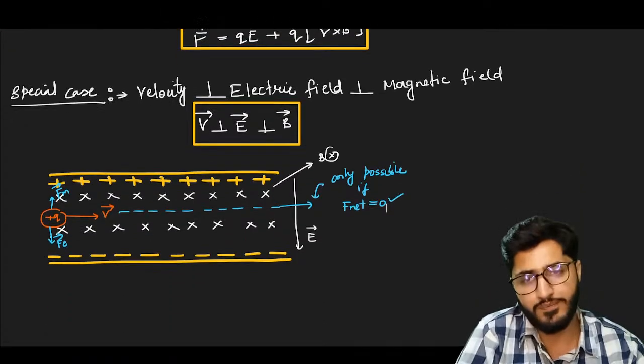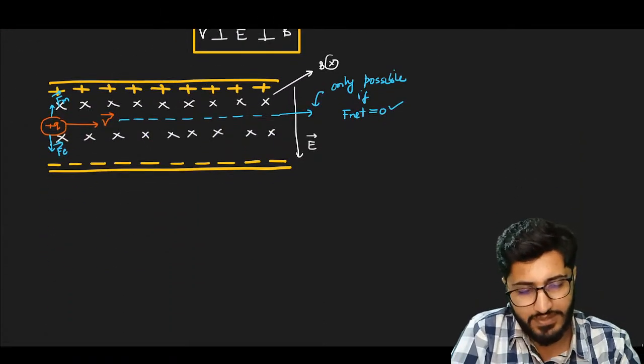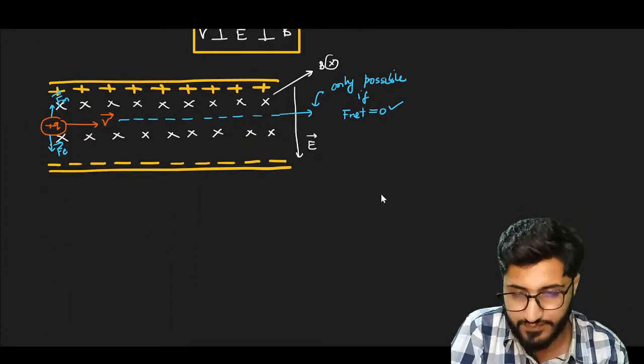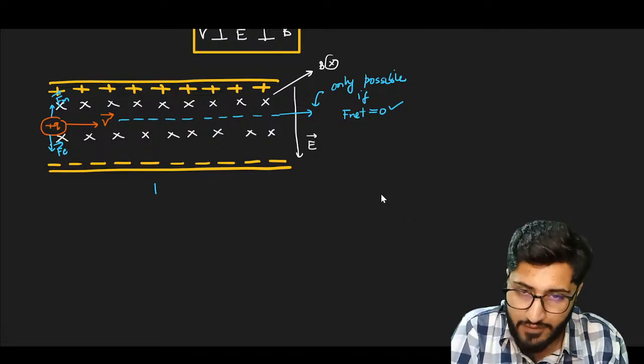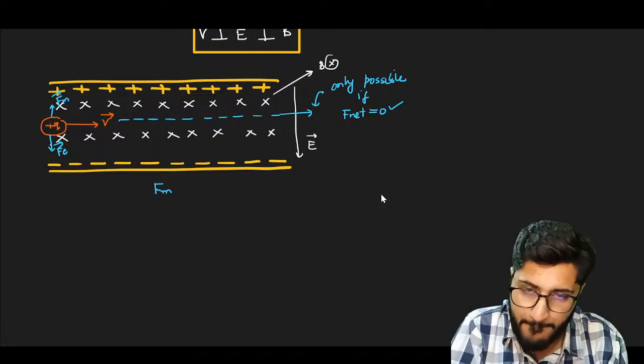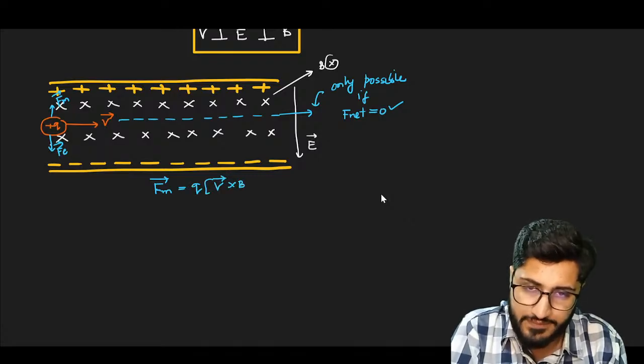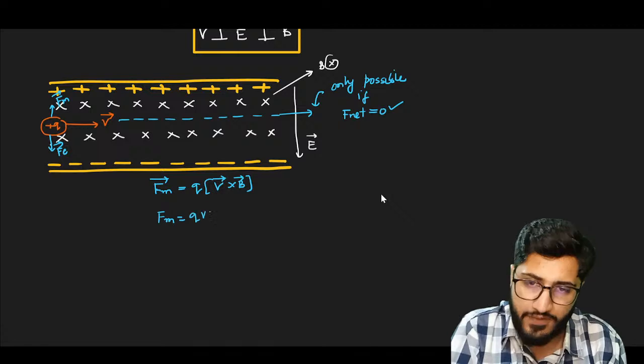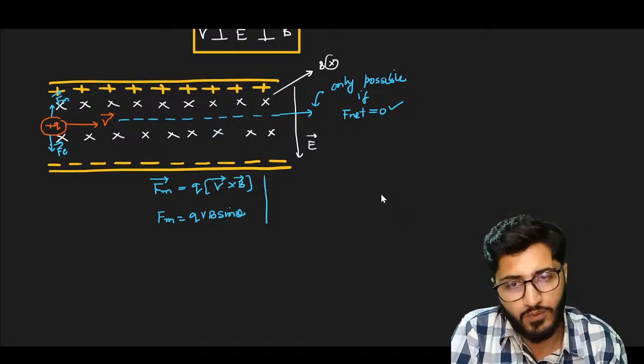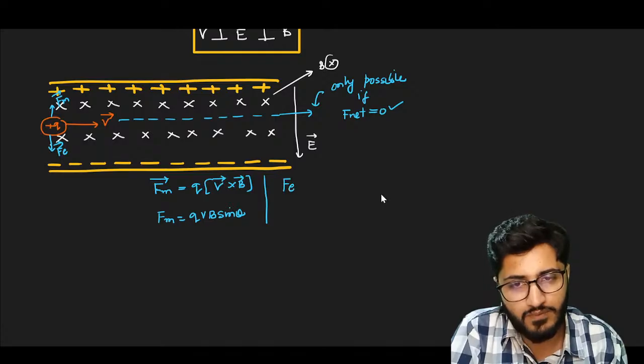Okay. So how is it possible? How many forces are being acted here? So two forces. I can write magnetic force Fm equals Q V cross B, or in magnitude form, QVB sine theta.